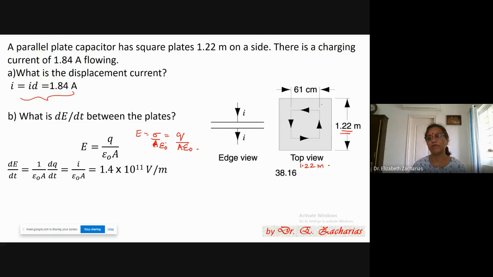You know the side of the plate, this side is 1.22 meter, so side times side will give you the area. Of course, you should not substitute yet. First of all, do dE/dt. dE/dt is 1 by epsilon naught A times dq/dt, which is I by epsilon naught A. Substitute, and you get dE/dt.